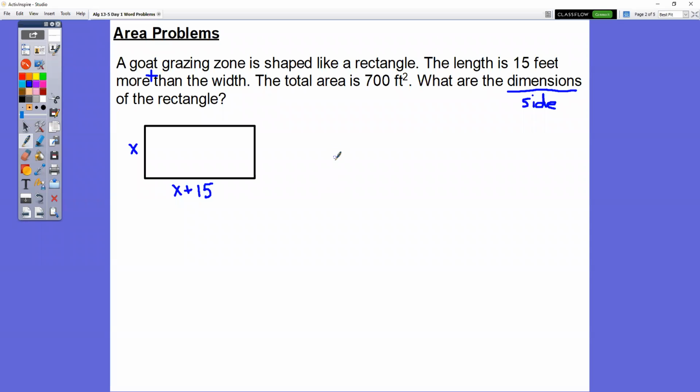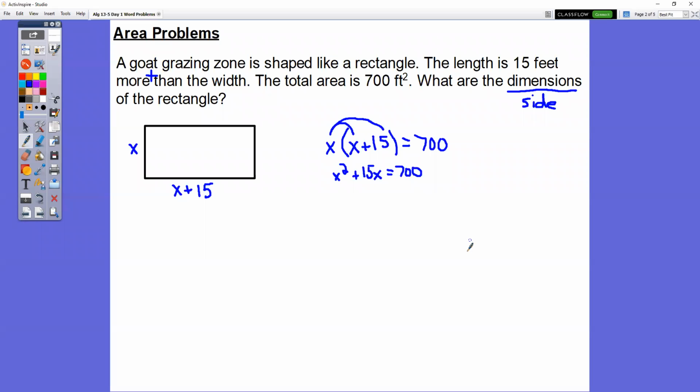So what you have to do is set up an equation. The area of a rectangle is you're multiplying the two sides together, the length times the width. So you want to do x times x plus 15. We're multiplying the two sides together, and we get 700. So x times x plus 15 equals 700. I want to do the distributive property. So we have x squared plus 15x equals 700.